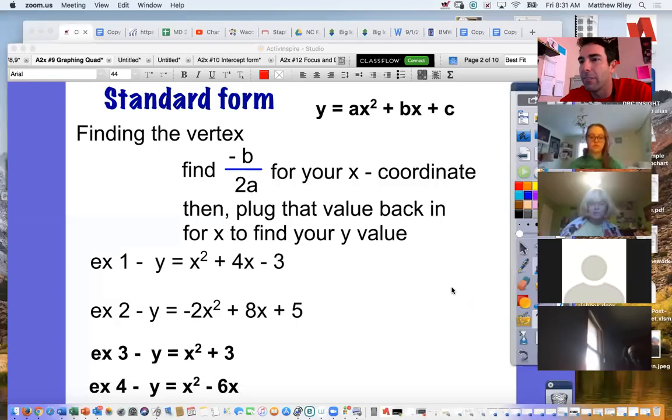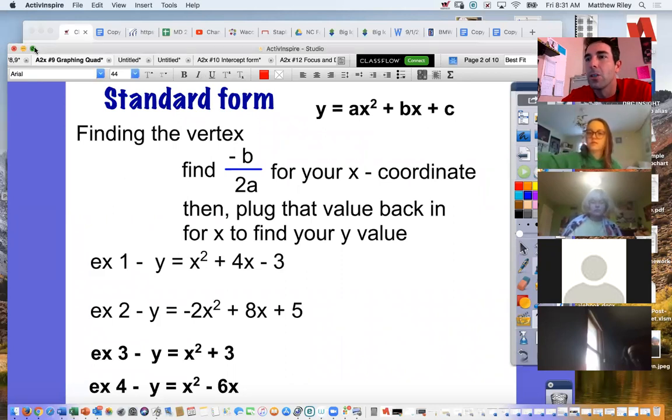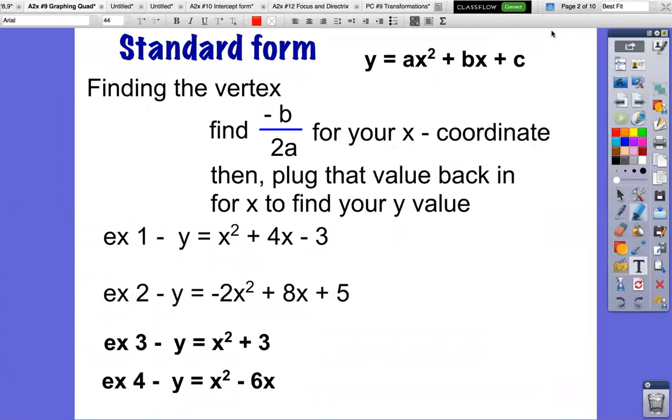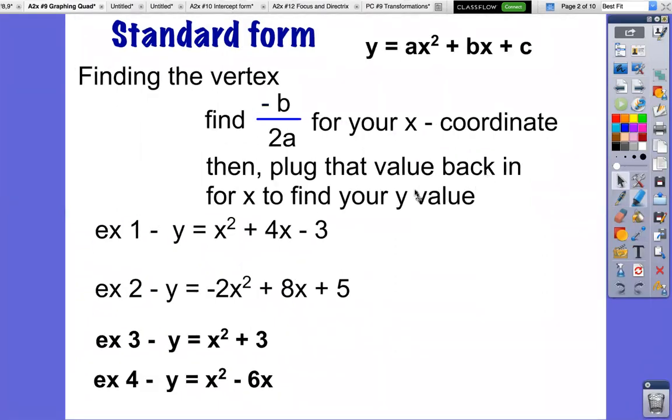Record. Yesterday, we learned about finding the vertex. Today, we are taking this all the way. Just as a reminder, you find your x coordinate, your h value, at the opposite of b over 2a. Then to find your k value, or your y value, for the vertex, you plug it back in.